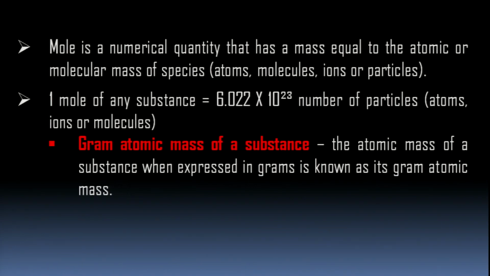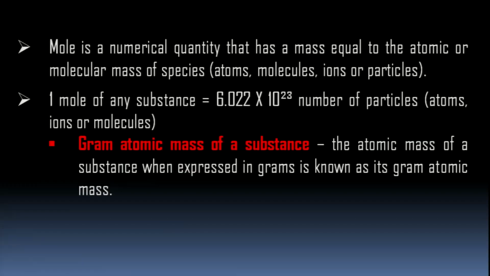Gram atomic mass of a substance. For this you have to know the atomic mass. When you know the atomic mass, you can find the gram atomic mass also. And to find the gram atomic mass, you have to know the atomic mass of all the elements. The atomic mass of a substance when expressed in grams is known as its gram atomic mass.